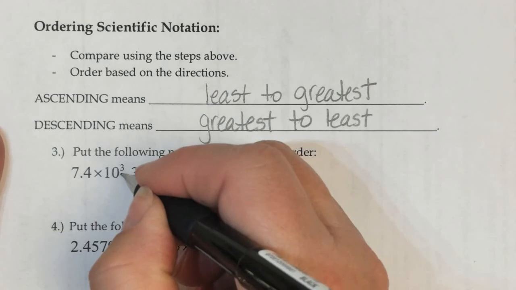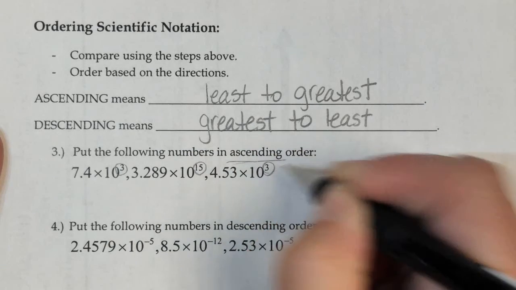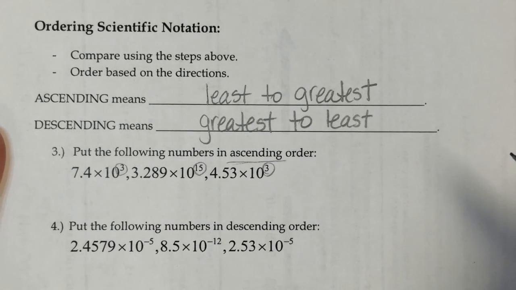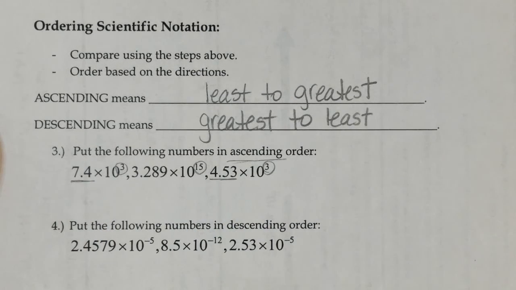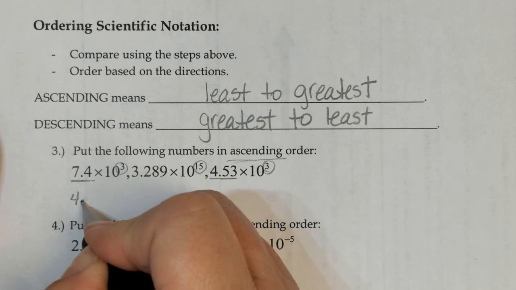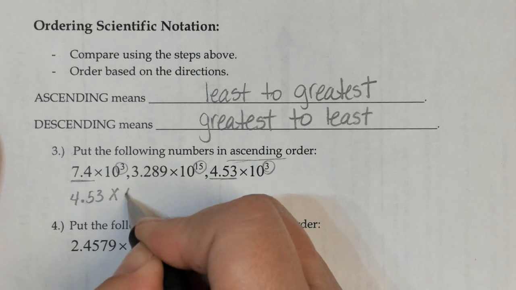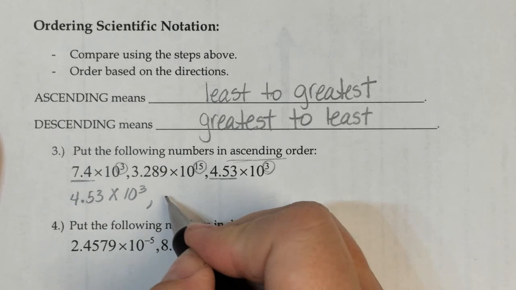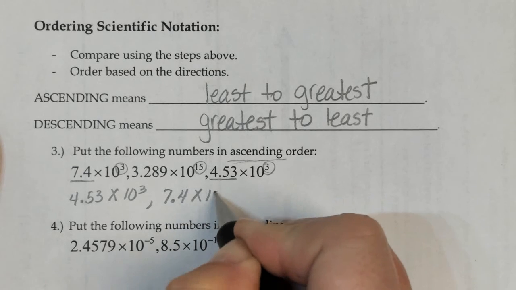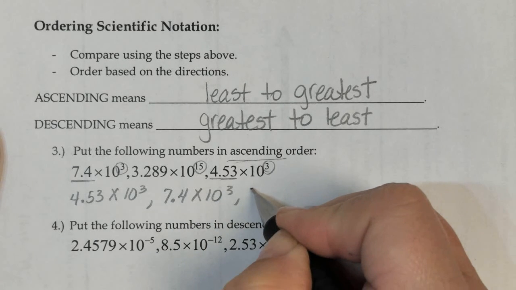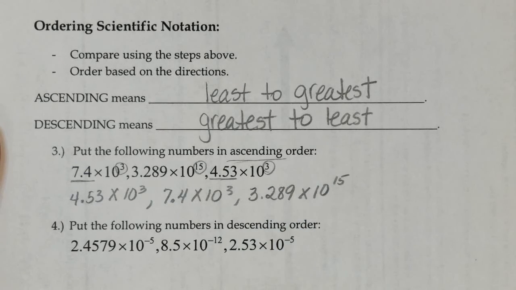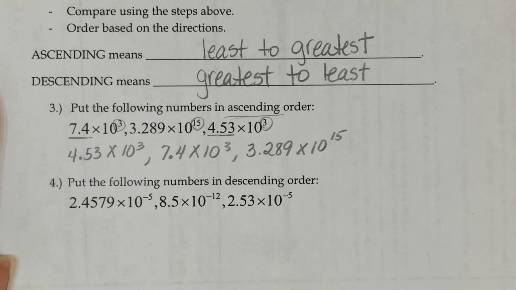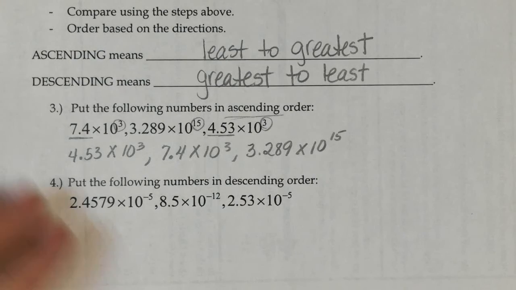So I'm first going to look at the exponents. There's a 3, a 15, oh, there's 2 3s. So I know my 3s are going to come first because that's lower than the 15, but now I have to look at the decimal numbers to see which one is less, and the 4 is less than the 7. So my 4.53 times 10 to the third is going to be my first number, my least number. Then my 7.4 times 10 to the third. And then finally 3.289 times 10 to the 15th is the greatest number. So always look at the exponents first and then only look at the decimal numbers if your exponents are equal.